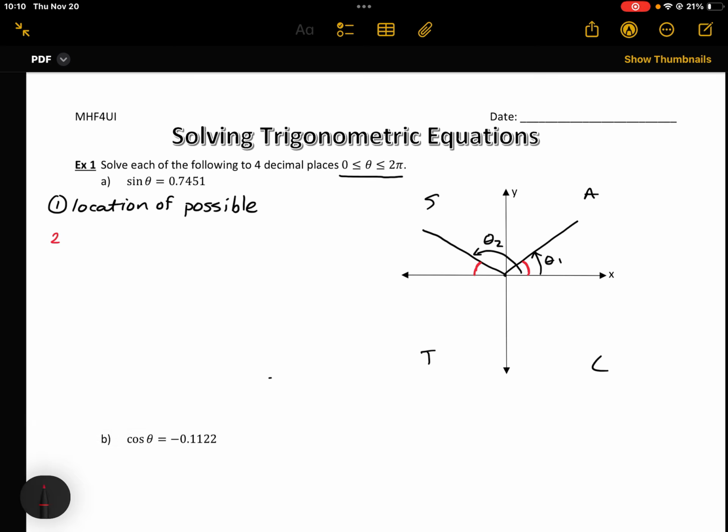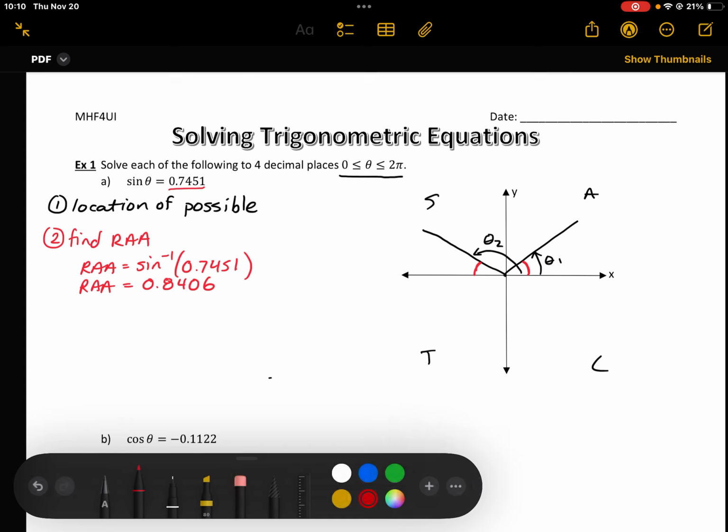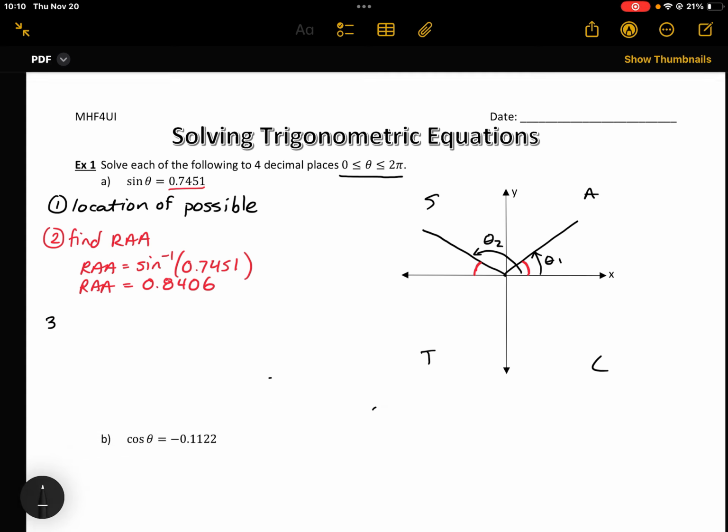So the second thing that I'm going to do is I'm going to find my related acute angle. In order to do that, I'm going to take the sine inverse of the decimal value that is on my right-hand side. I don't need my special triangles here because I don't have an exact value. Once I've found the related acute angle using my calculator, you do need to make sure that your calculator is in radians. Then I'm going to find my solutions in the relevant quadrants.